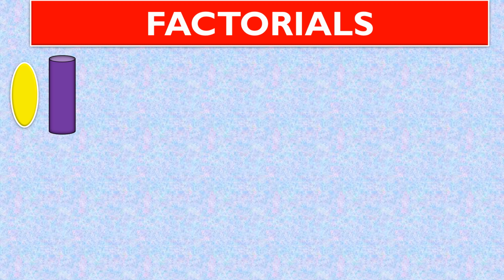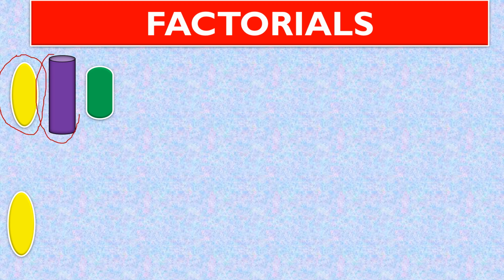So let's look at these 3 shapes, and let's see possible ways in which these 3 shapes can be arranged. You have 3 shapes here. One shape, another shape, and then another shape. So one is yellow, one is purple, and then one is green. So let's see how many ways we can arrange this.